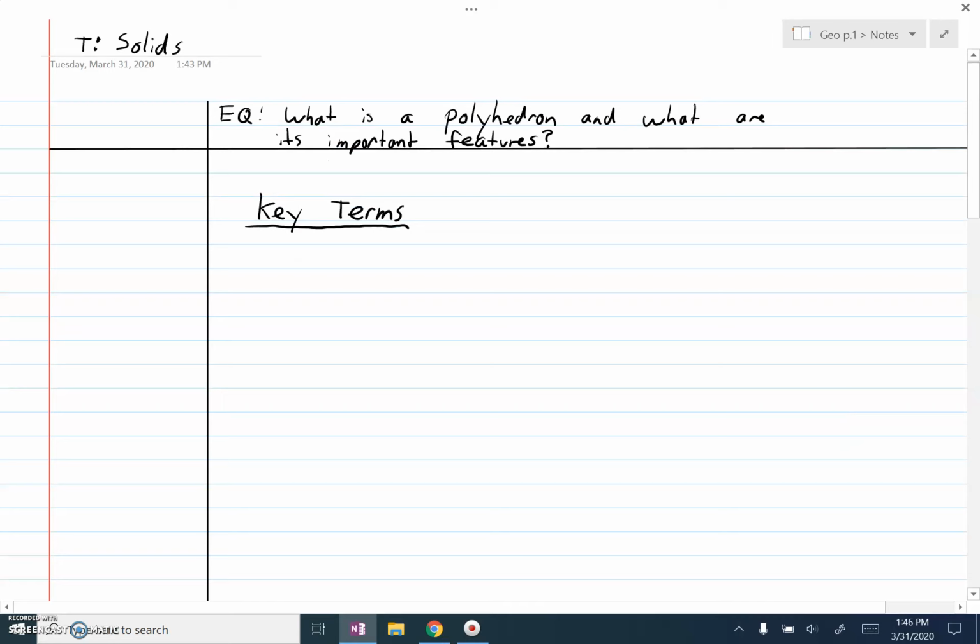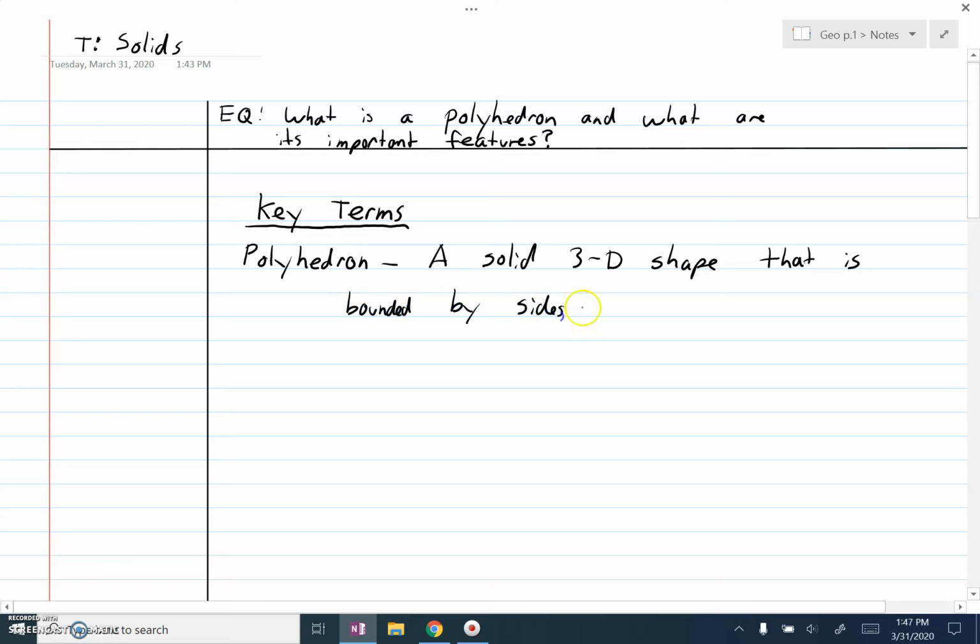So the key terms, we're going to look at a couple things first. We're going to start off with what a polyhedron is. So a polyhedron is a solid 3D shape that is bounded by sides that are polygons. That's kind of the key part there.